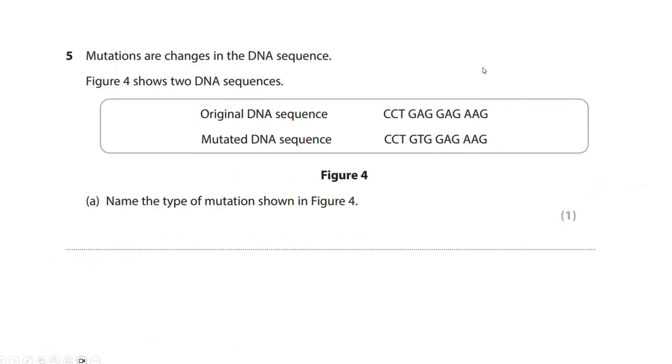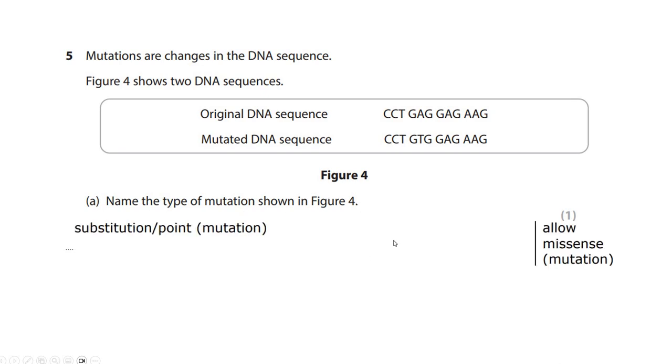Mutations are changes in the DNA sequence. Figure 4 shows 2 DNA sequences. So this is the original DNA sequence, this is the mutated DNA sequence. So you can see here that the A has been swapped for a T. Name the type of mutation shown in figure 4. Well, because it's swapped, it's a substitution mutation, because the A has been swapped for a T.